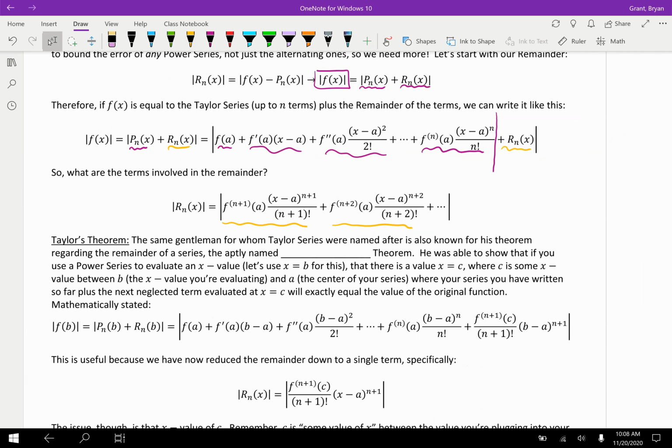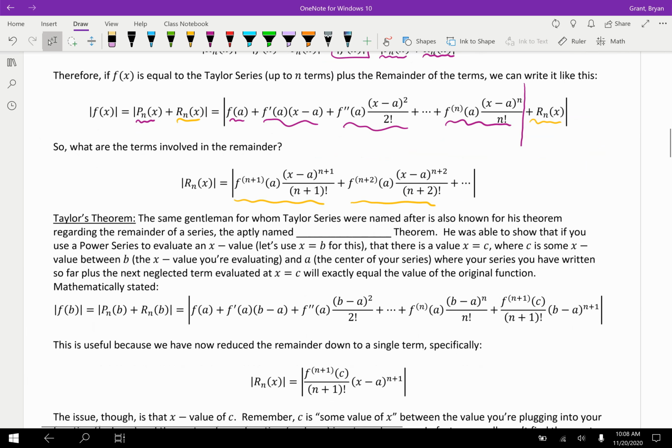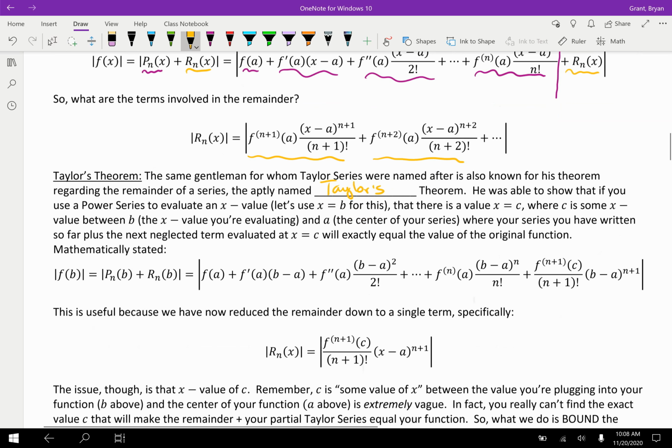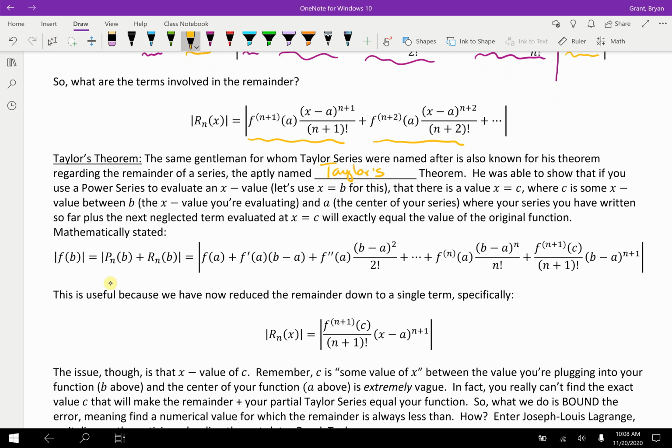How does that help us? Well, we're first going to learn about Taylor's theorem. Very intelligent man, Mr. Taylor. He is the same gentleman for whom Taylor series are named, and he's also known for his theorem called Taylor's theorem. Should probably write that out. Taylor's theorem has to do with the remainder of the series. And he was able to prove some very cool mathematics that if you use a power series to evaluate an x value, and let's say we're plugging b in for x, that there is, and so let's maybe think about that first.